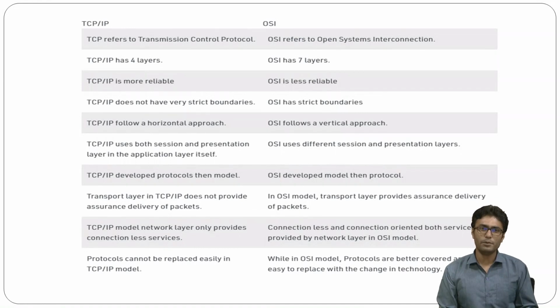Then in TCP/IP model network layer only provides connection-less services, while connection-less and connection-oriented both services are provided by network layer in the OSI model. So protocols cannot be replaced easily in TCP/IP model, while in OSI model protocols are better covered and easy to replace with the change in the technology.